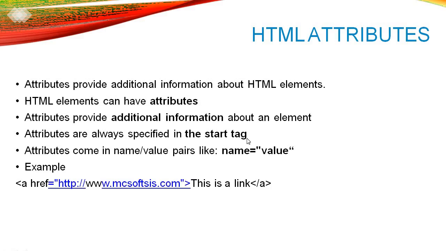Now some attributes which provide some additional information about HTML elements. They can have attributes which provide additional information about an element, and they are always specified in the start tag. The attributes come in name-value pairs, like name is equal to value. An example of how you will mention the HTML attributes: a href, http, www.msoftsys.com. This is a link, then close of a tag.